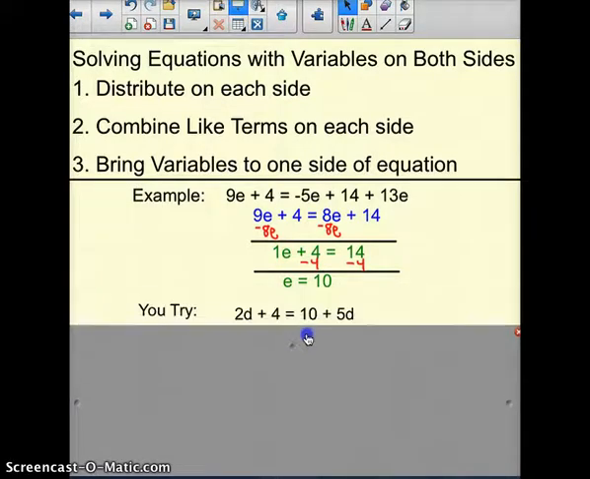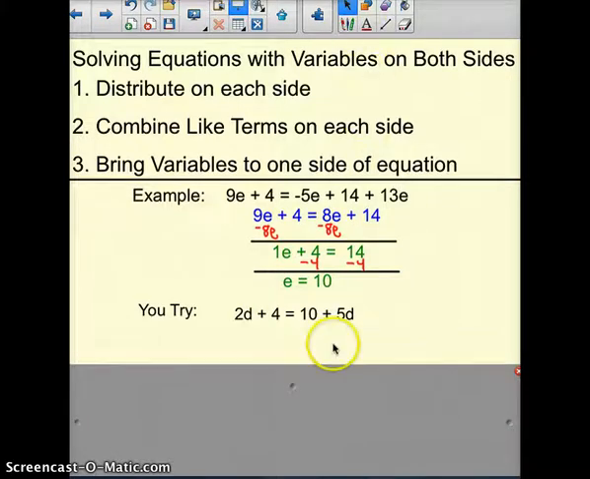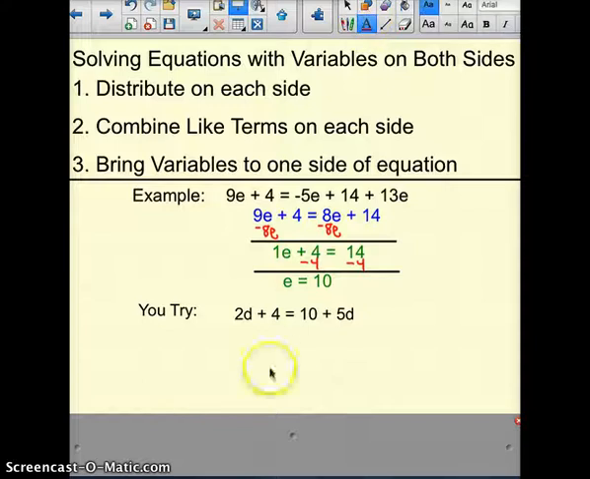How about you try this one? 2d plus 4 equals 10 plus 5d. Pause the video and try it on your own before we go over it. You should have decided that there's nothing to distribute and there's nothing to combine on either side. Then you could have subtracted the 2d on both sides to get your variables on one side, leaving you with 4 on the left side equals 10 plus 3d.